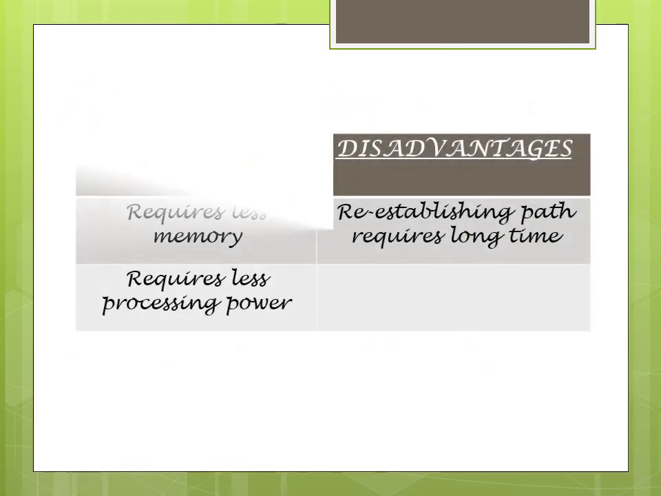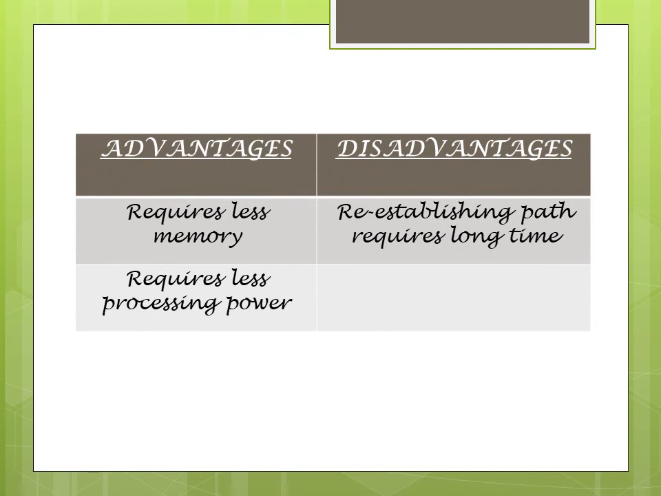Here are some advantages and disadvantages for hybrid routing protocol. As it uses both proactive and reactive routing protocol, it requires less memory and less processing power to communicate between two nodes. Apart from advantages, it has some disadvantages such as re-establishing path requires long time. As the reactive routing protocol is used, the time required to communicate between the nodes is easy, but establishing the path requires a long time.